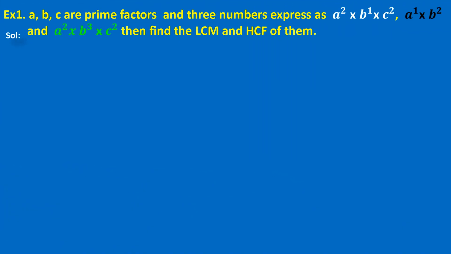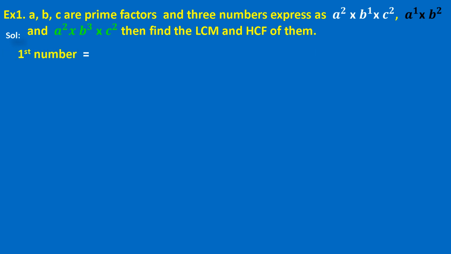Now go to third example. Here is a special case. It is a high level standard example. A, B, C are prime factors and 3 numbers are expressed as a square into b to the power of 1 into c square, and second is a to the power of 1 into b square, and the third one a square into b cube into c square. Then find the LCM and HCF of them.